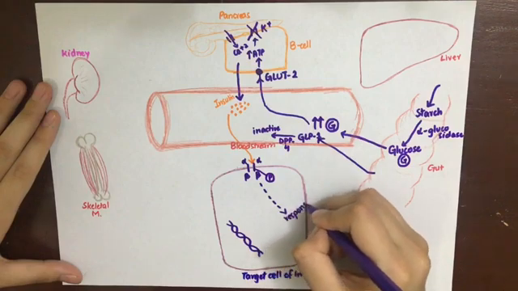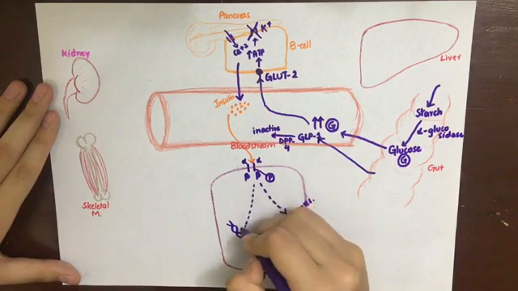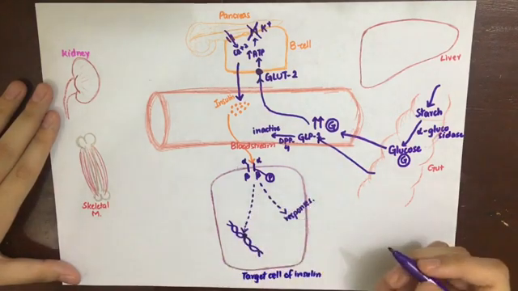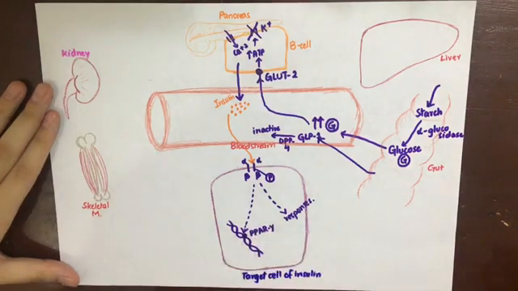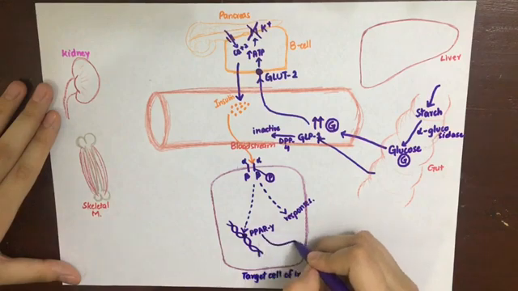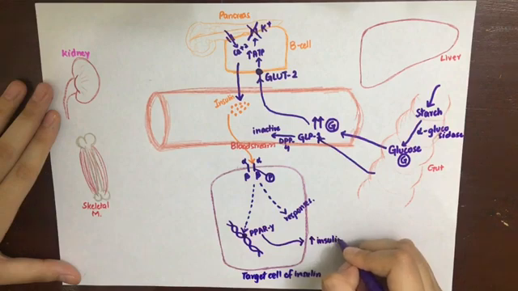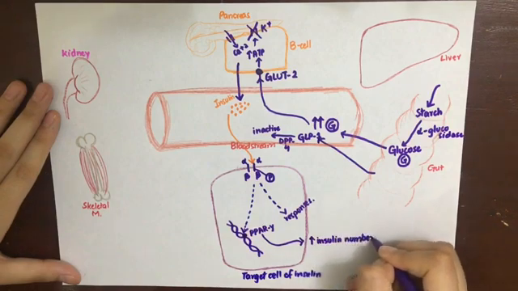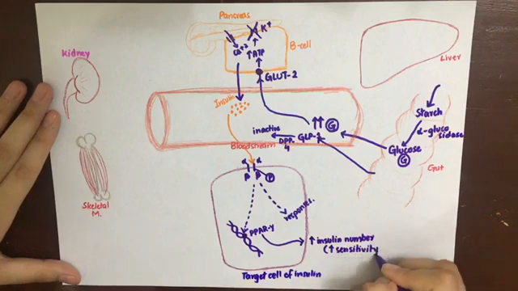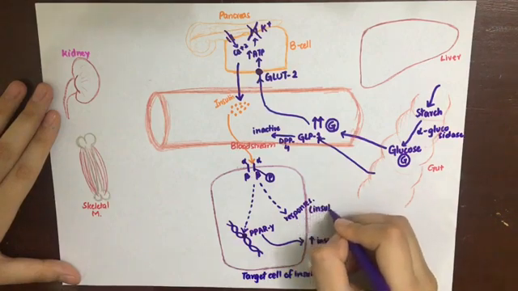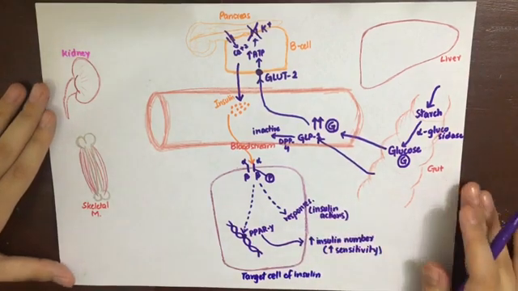Similarly, another cascade will go to the nucleus and interact with a specific group of nuclear receptors. They are proteins actually functioning as transcription factors and regulating gene expression. What they will do is produce proteins or insulin receptors and will increase the number of insulin receptors on the target cells. That is, there will be increased insulin sensitivity.